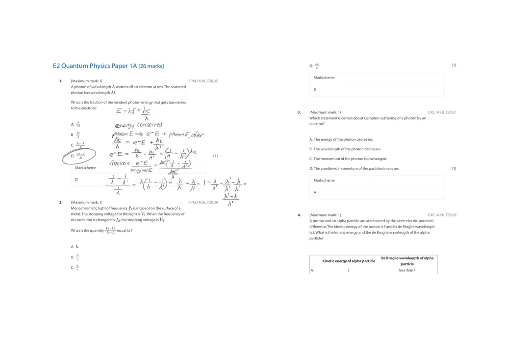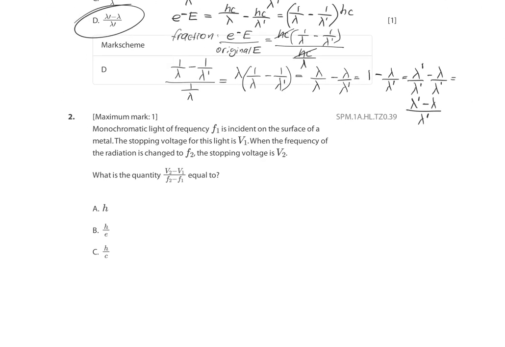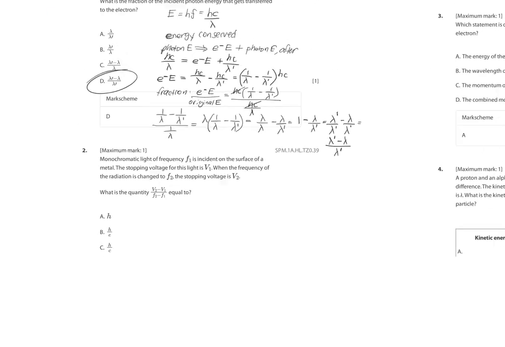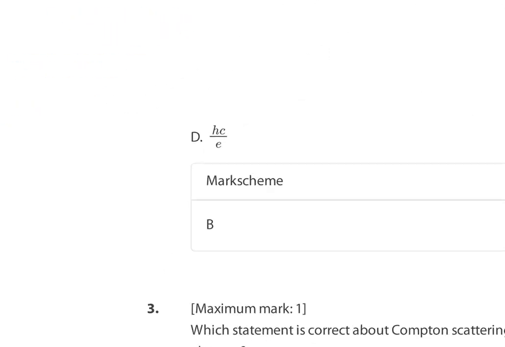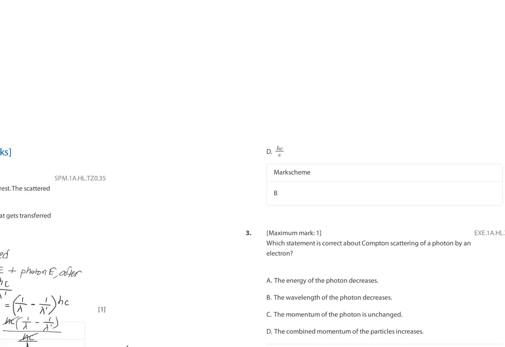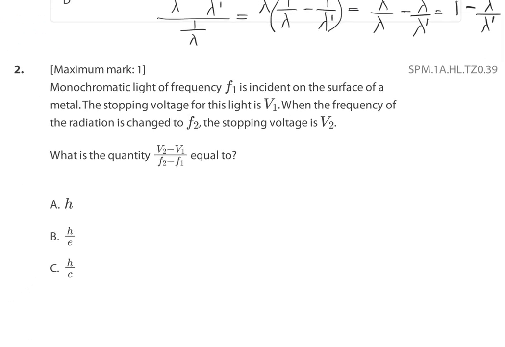I also want to point out that because of the weird way the page is broken, the options are either h over e, h over c, or up here, hc over e. And it tells us the answer is B, but let's get there.